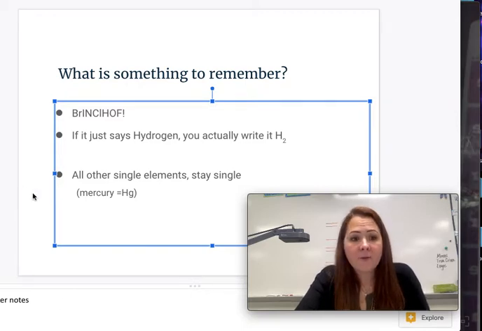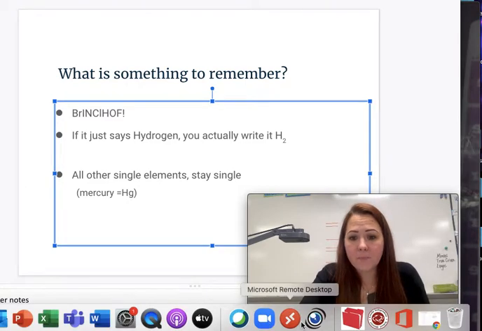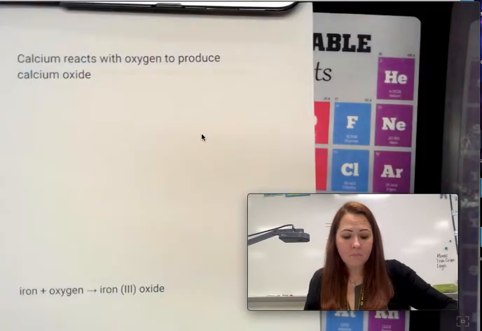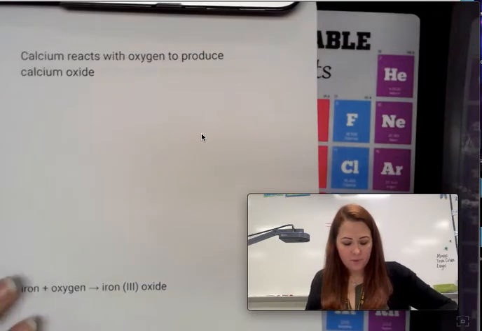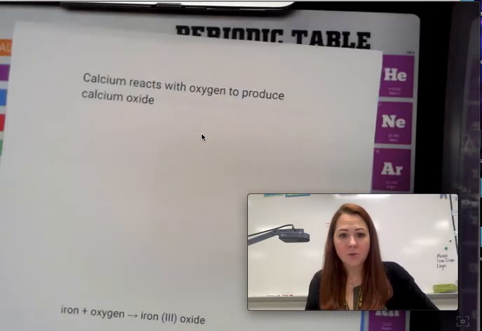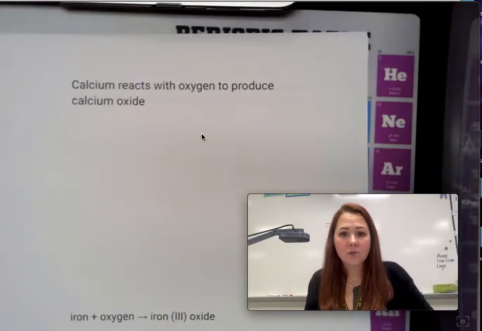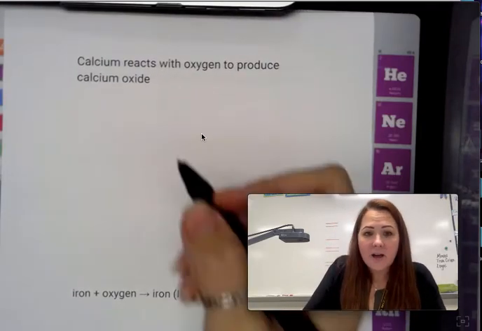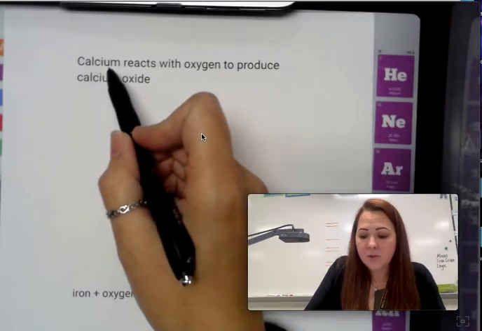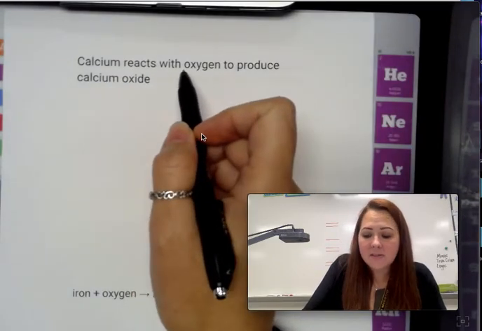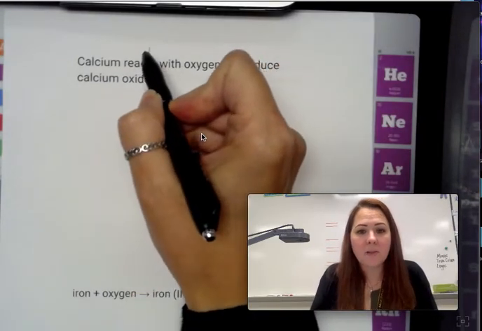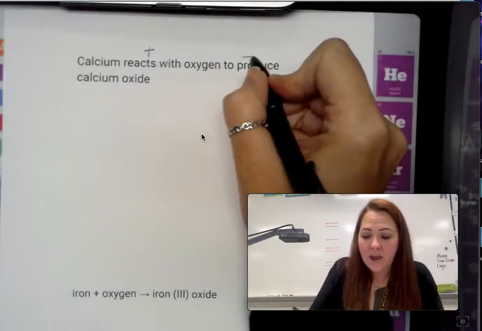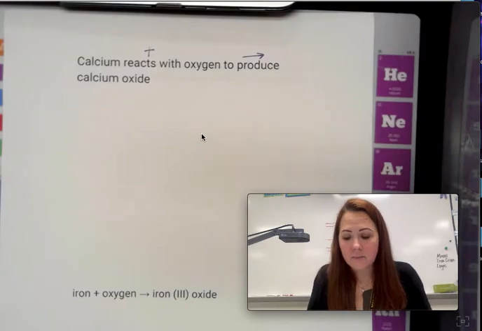So we have a few examples that we're going to do. I have the actual word problems, and we're going to have to write out, using nomenclature, to get us to a balanced chemical reaction. So this one says calcium reacts with oxygen. So with this one, we have calcium, reacts with is a plus sign, oxygen, to produce is my arrow, calcium oxide.